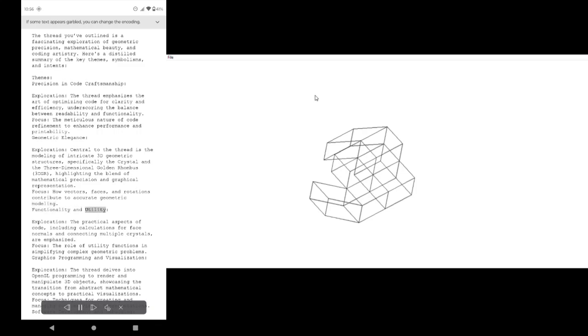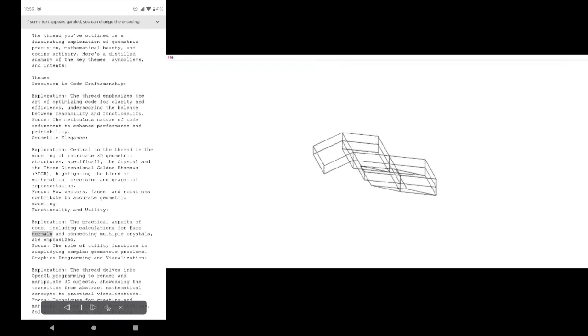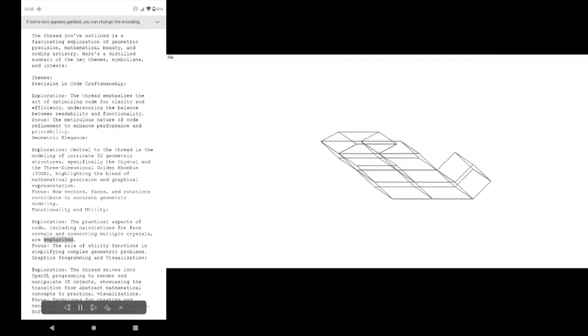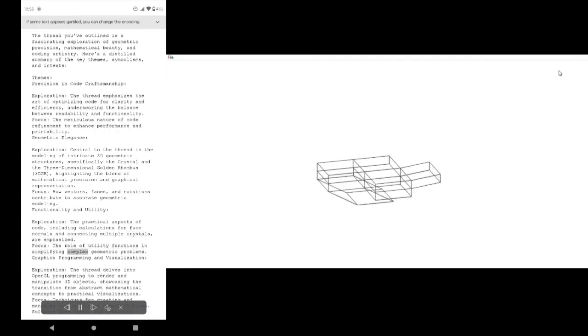Functionality and utility. Exploration: the practical aspects of code, including calculations for face normals and connecting multiple crystals, are emphasized. Focus: the role of utility functions in simplifying complex geometric problems.